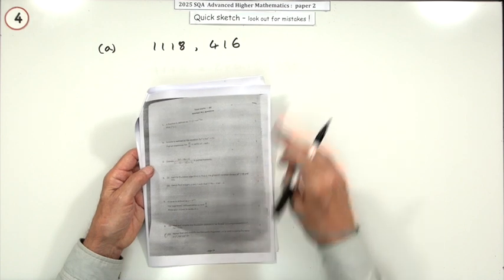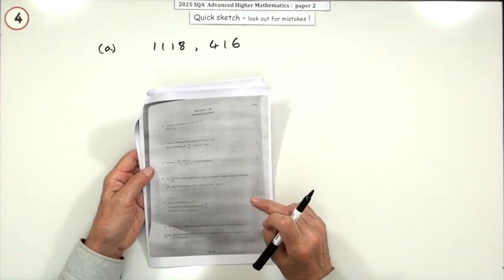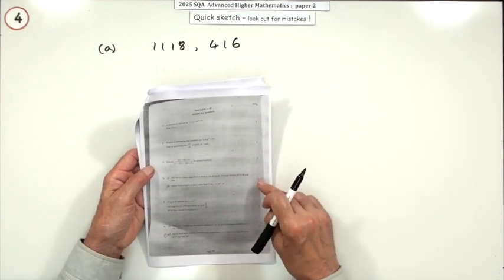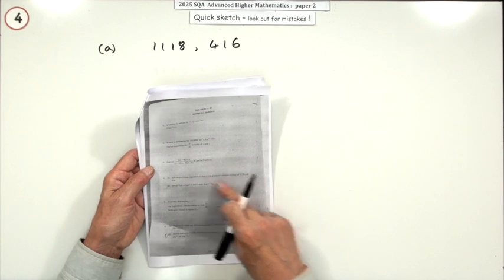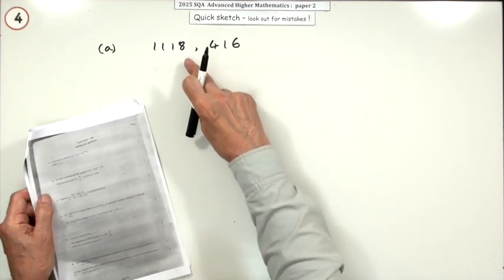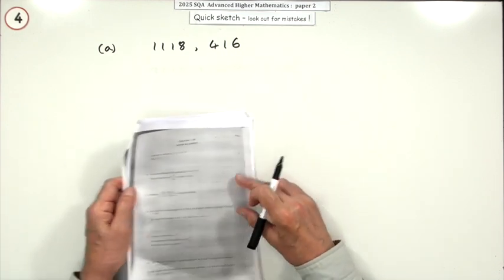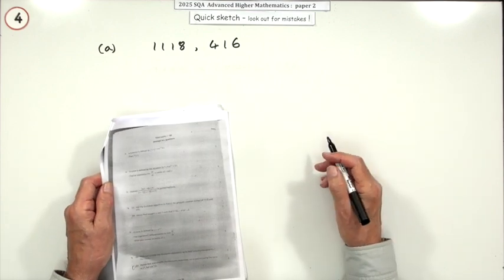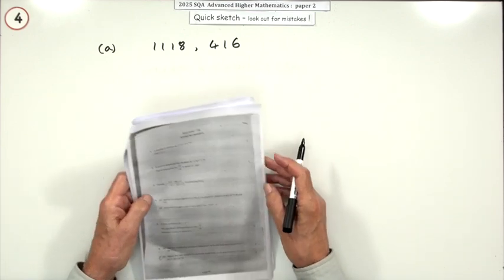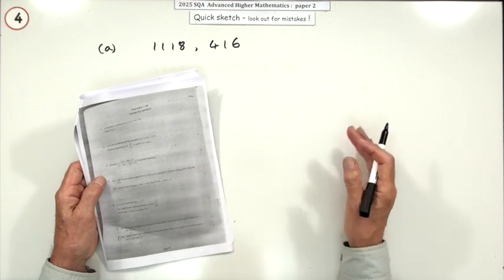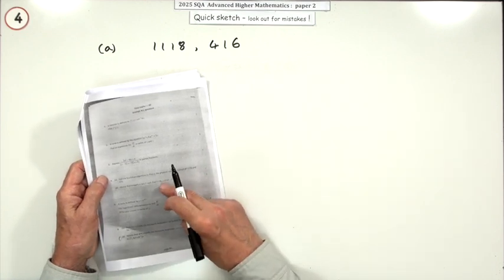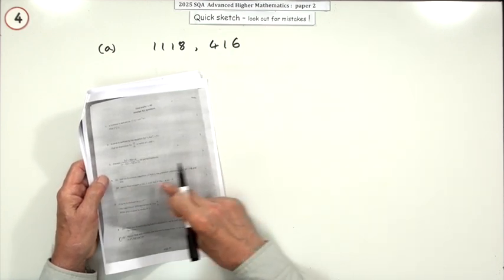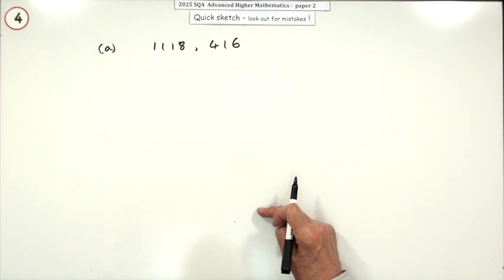Right, number 4 then from paper 2 of the 2025 Advanced Higher Maths. Just a little 3-mark question for using the Euclidean algorithm to find the greatest common divisor of those. Now, that's just lots of little bits of arithmetic, and you're going to have to be really careful not to make a mistake because it just messes it all up. And then, in the second part, you've got to use it backwards to solve that Diophantine equation.